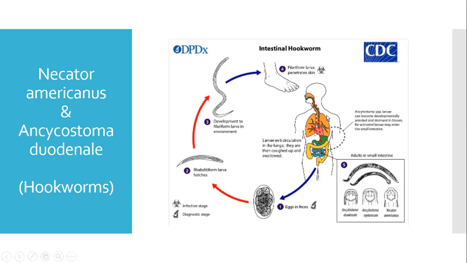So once it has penetrated the skin via the circulation, it would then land up in the lungs, be coughed up once again into the GIT tract, and then the adult worms would attach themselves by these hooks into the small intestine and produce eggs once again, as well as sucking blood.